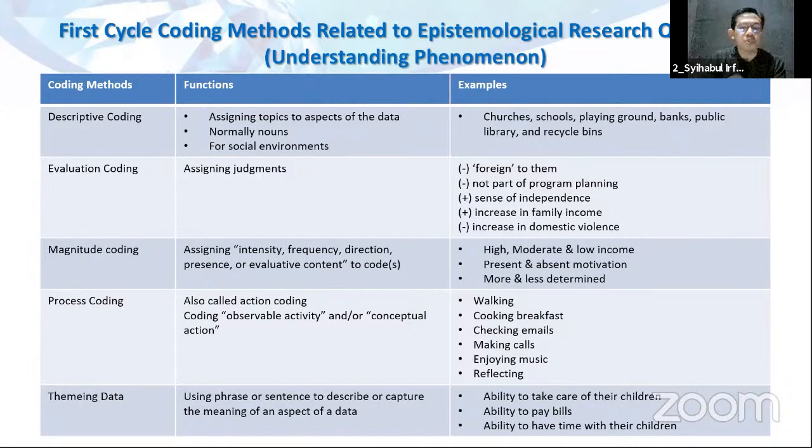Theming the data: using phrases or sentences to describe or capture the meaning of an aspect of the data. The example: ability to take care of their children. This is a kind of phrase. Ability to pay bills, ability to have time with their children. This is the way to code based on theming data methods.